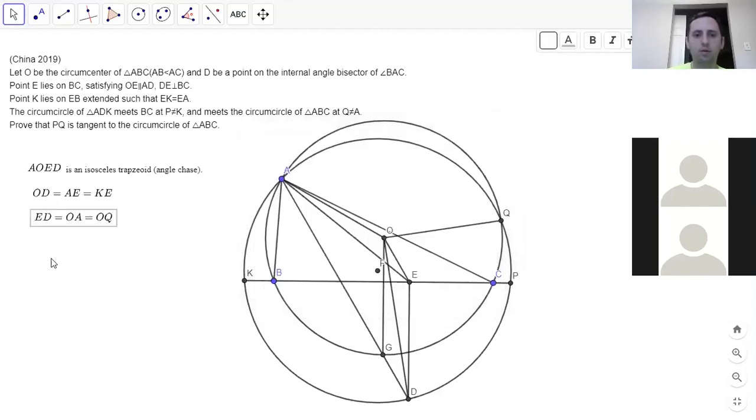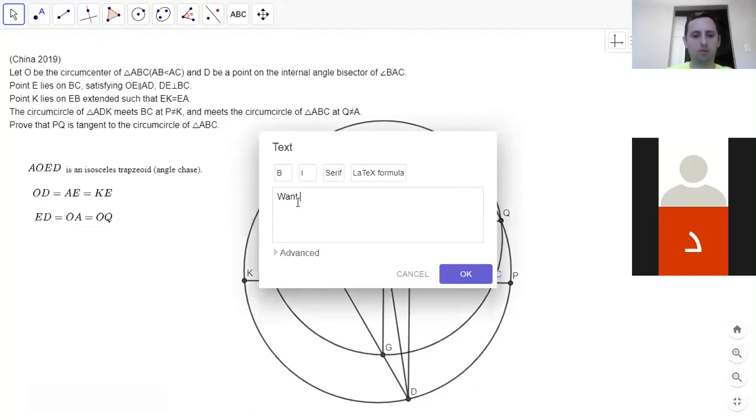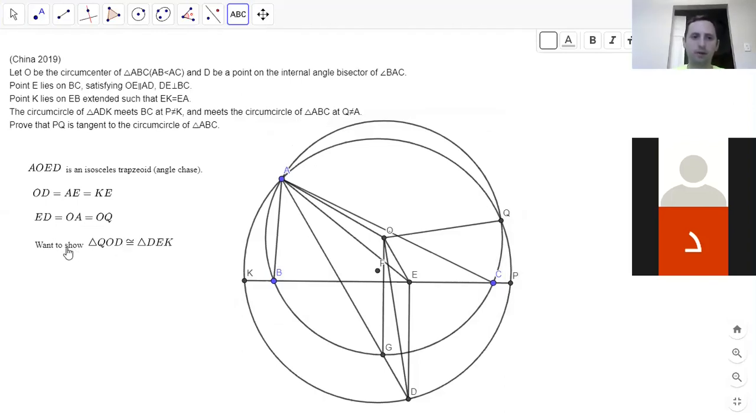And we want to show that triangle QOD is congruent to triangle DEK. All right, I'm going to stop here. I think we're really close, and I think Serdar's idea has a good chance of working.